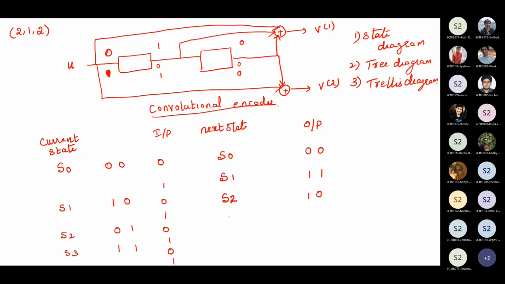Okay. So similar way, like this, we have to fill the state. So I'm just writing all the states now. S0, S1, S2, S3. The corresponding output for this one is 0, 1. For this output is 1, 1. Next is 0, 0. Next one is 0, 1, 1, 0.